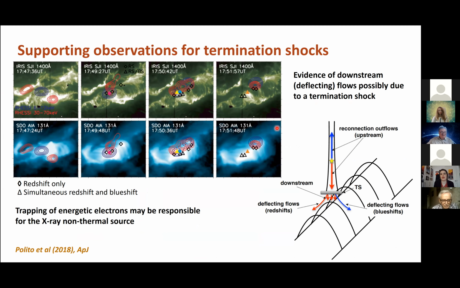And this is where we think the termination shock is developing, because this is also the time where we see the blue shift and red shift in the IRIS data. So this was explained by the fact that we probably see this arcade from an angle from which the flows that are after the shock are deflected on both sides of the arcade. And so that's why we see blue shift and red shift, because some of it is coming our way and some of it is going the other way.